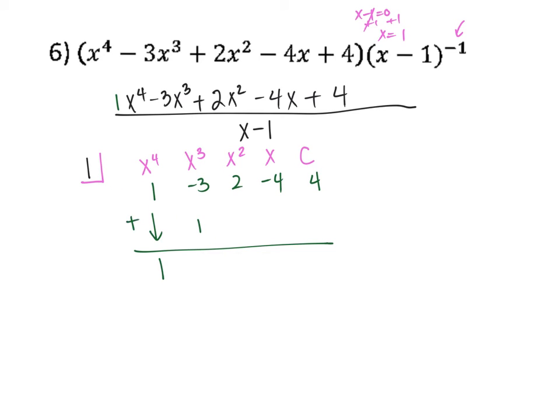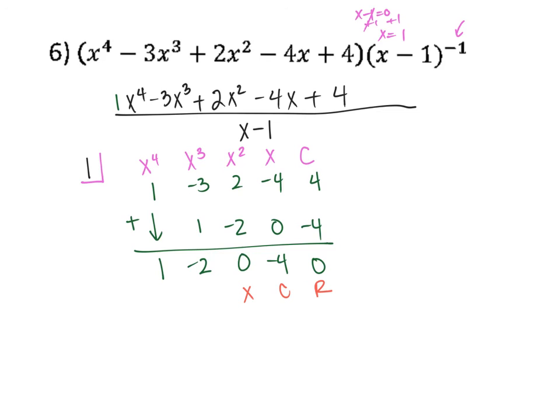Then you add vertically. So negative 3 plus 1 gives you negative 2. Negative 2 times 1 gives you negative 2. So that's going to be 0 when you add. And then 0 times 1 gives you 0. So that's negative 4. Negative 4 times 1 gives you negative 4. So that's 0. So it looks like my remainder here, remember, the first number on the right side is always your remainder.